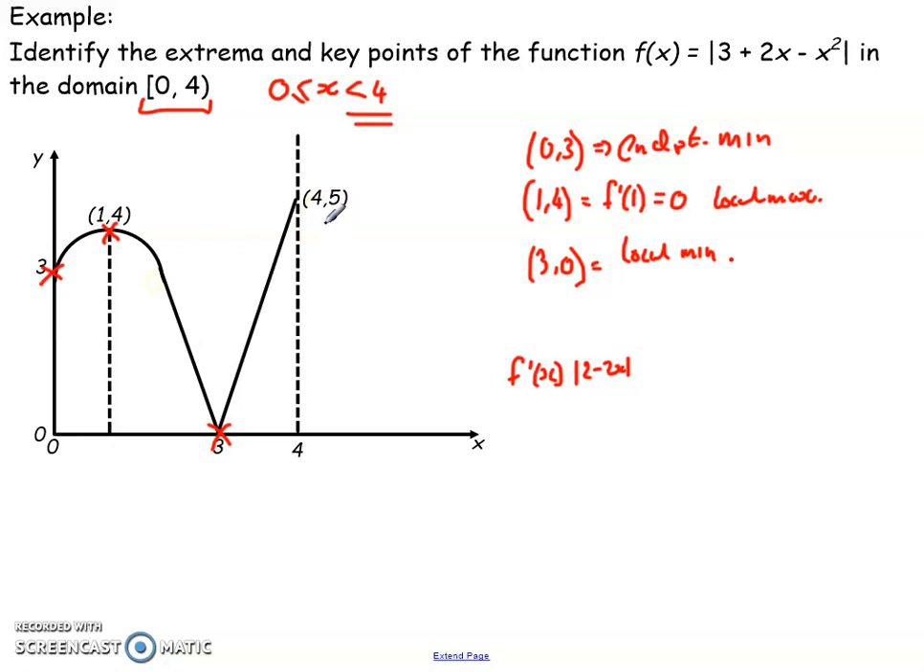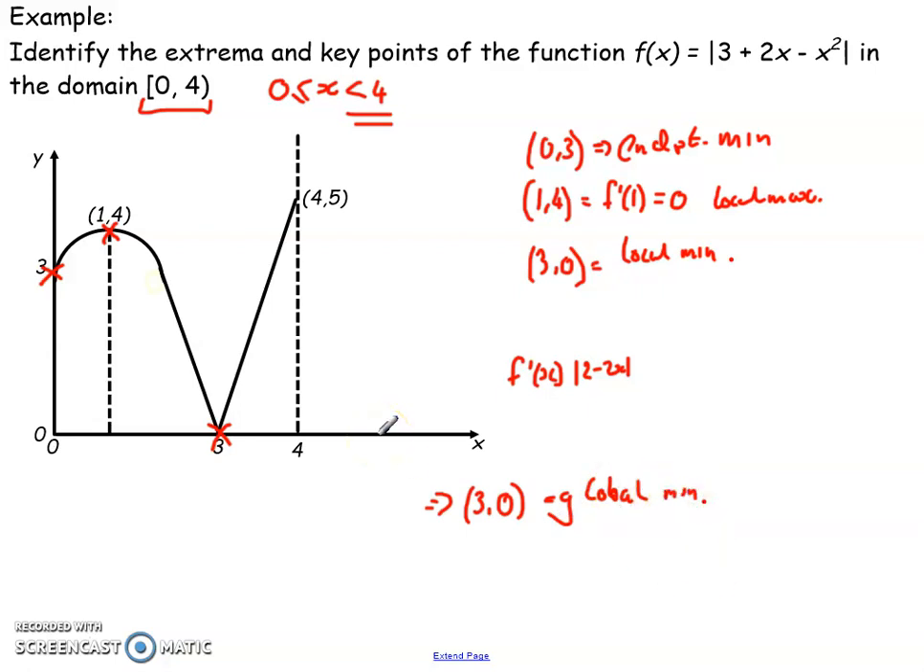What we then have to do is look at each of the bits of the function and see exactly what we have here. Now this key point here at 3, 0, that is the smallest point overall in the entire graph. So we said it's a local minimum, but actually, upon reflection, we know that 3, 0 is actually a global minimum.